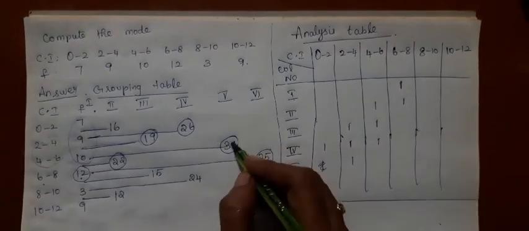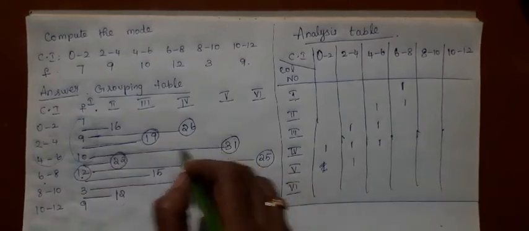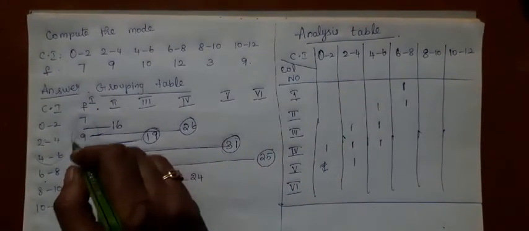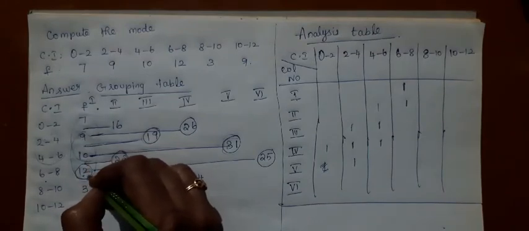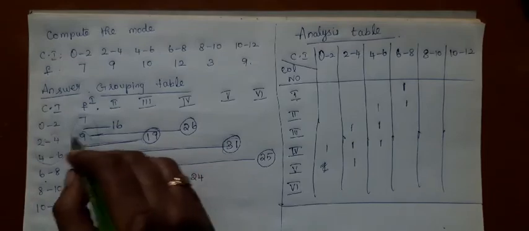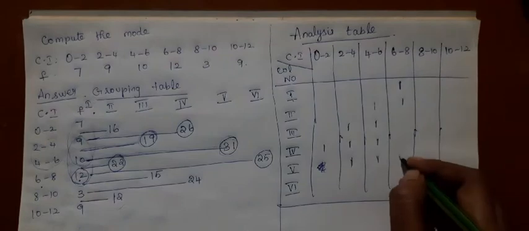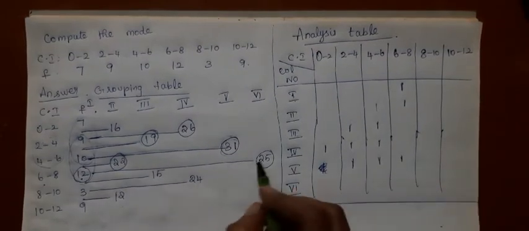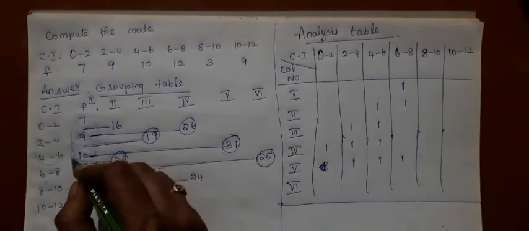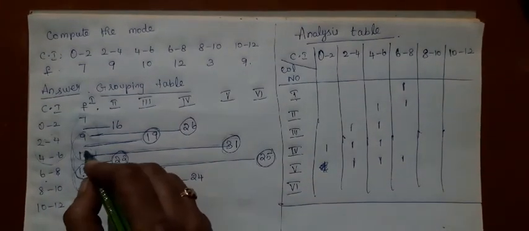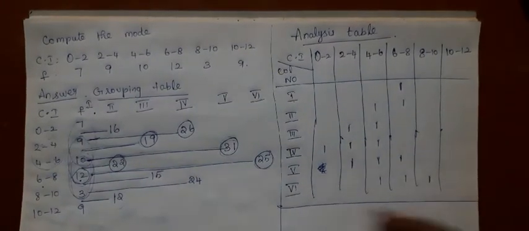In the next column, 31 is the number. You got it by adding, see the line corresponding to this number. So you got it by adding these 3 numbers, the number above it, the number below it and this number. The corresponding classes are 2 to 4, 4 to 6 and 6 to 8. Here 25 is the maximum. This line says you got it by adding these 3 numbers. So the class intervals are 4 to 6, 6 to 8 and 8 to 10.